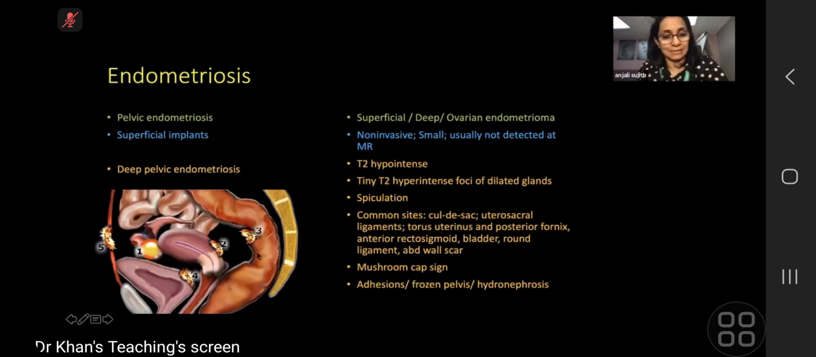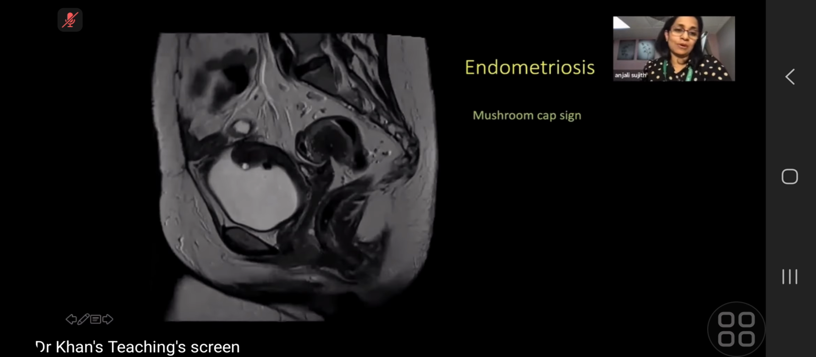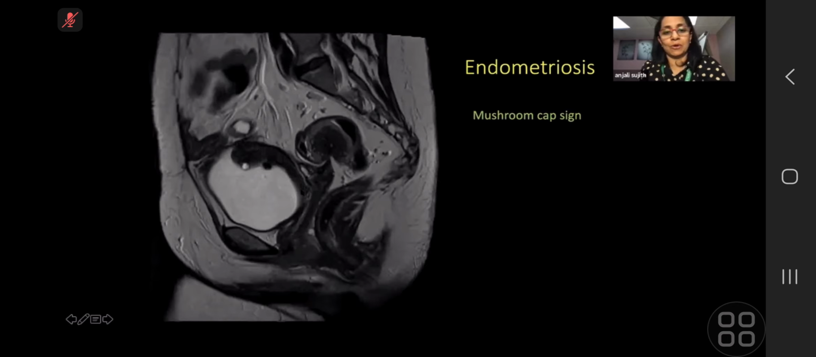then the diagnosis becomes easy. So now in this case, we can see a dense, thick, low signal endometriotic plaque draping over the posterior bladder wall. Again, from the posterior fornix, you can see plaques extending, and there are deposits on the serosal surface of the sigmoid. So that is typically low signal.